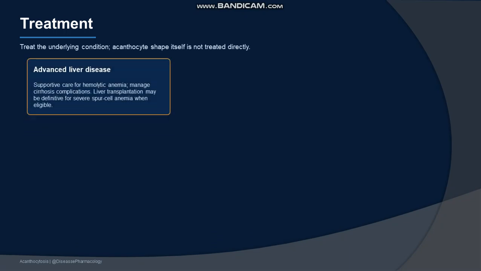Treatment is very important. If the patient has advanced liver disease like liver cirrhosis, first of all, the disease should be treated by liver transplantation or any other disease management treatment. Liver transplantation may be definitive for severe spur cell anemia when eligible.